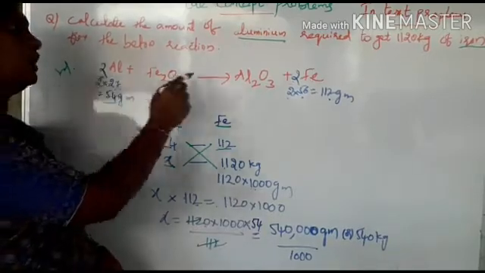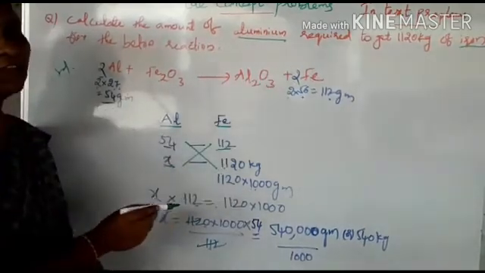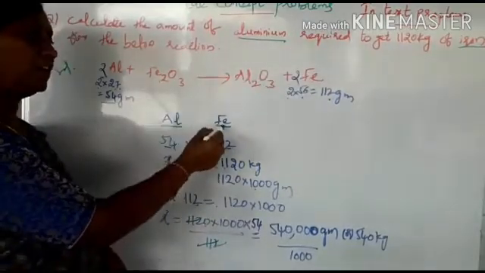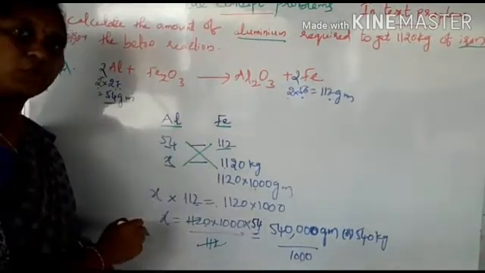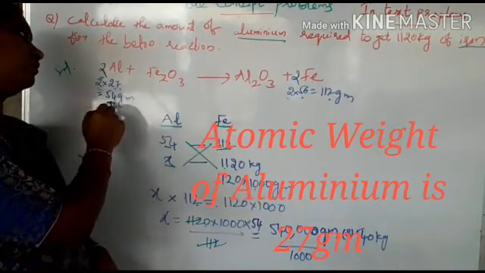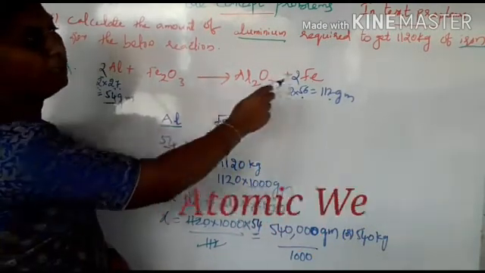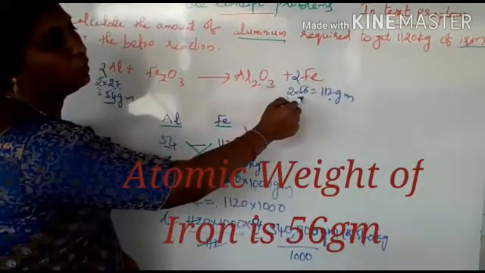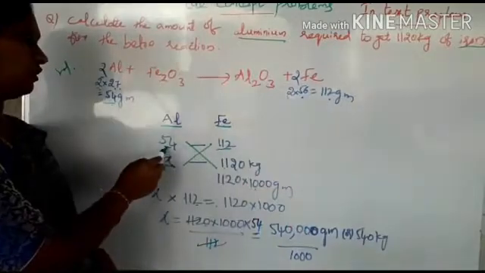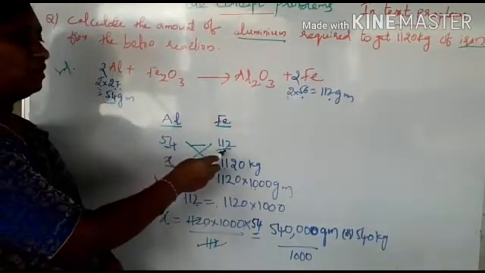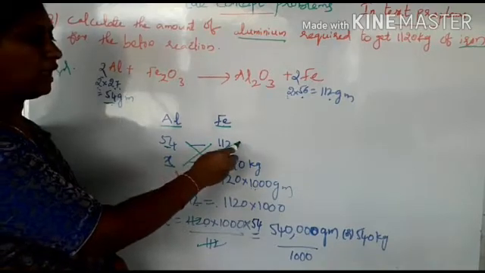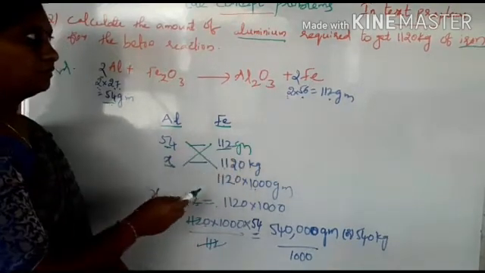So keep 2 here and 2 here. Now it gets balanced. Which are related in the question? One is aluminium and iron. So write aluminium and iron here and write the atomic weights only for aluminium and iron. So here 2 moles, so 2 into 27, 54 grams of aluminium, and iron is also 2 moles, so 2 into 56 is the atomic weight of iron, so 112 grams. So from the equation, 54 grams of aluminium is required to get 112 grams of iron.